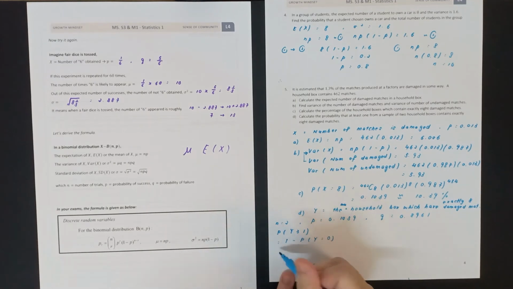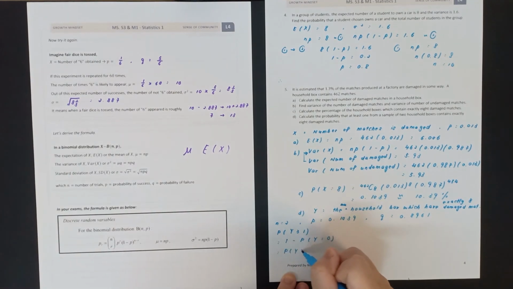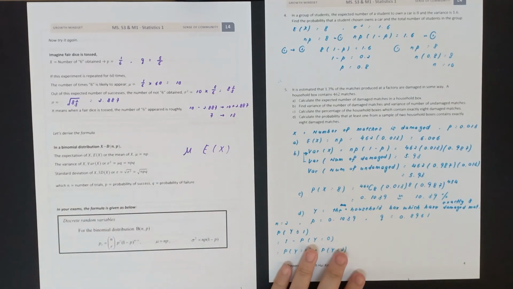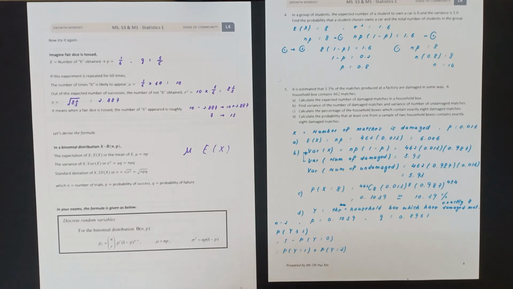Okay, or in another way, since my sample space is only 2, the thing that you need to do is only 1 or 2. So if you don't want to use minus, you can use plus also. Meaning I can use probability of y equals 1 plus probability y equals 2. Meaning one of the 2 having exactly 8 damage, or both of them having exactly 8 damage matches.